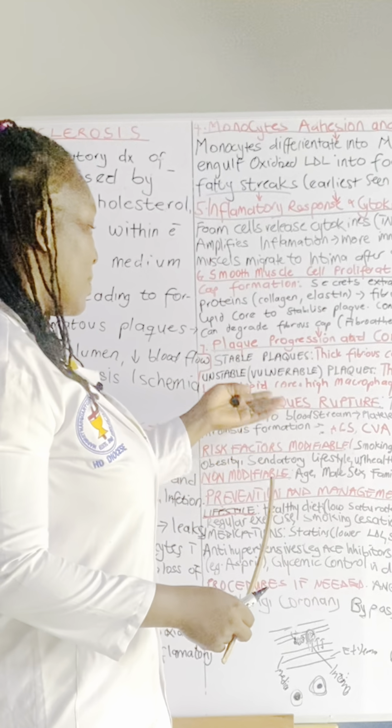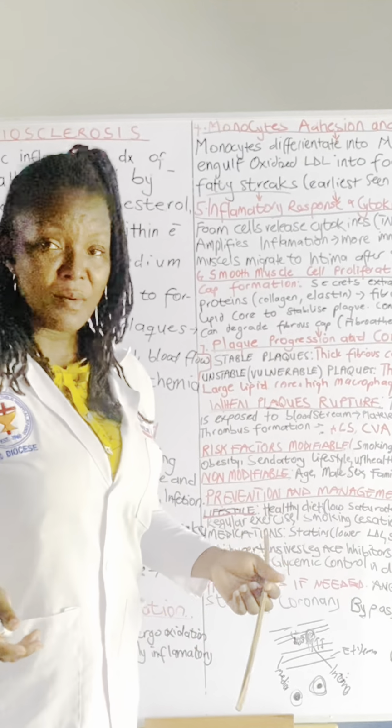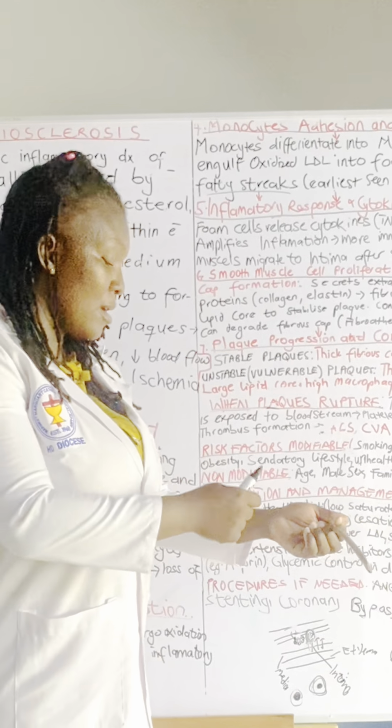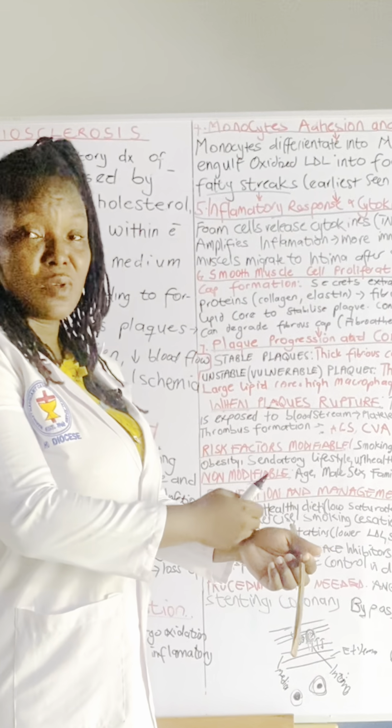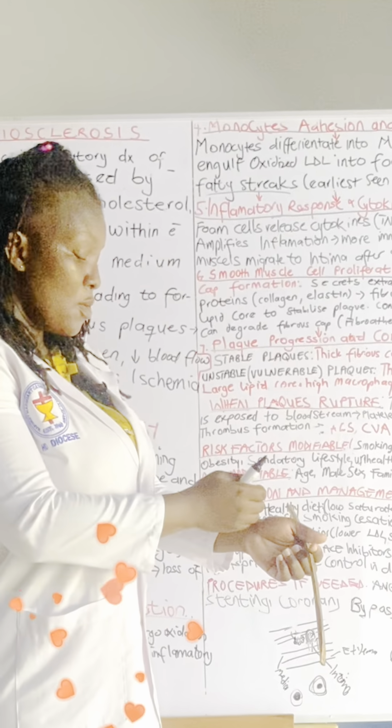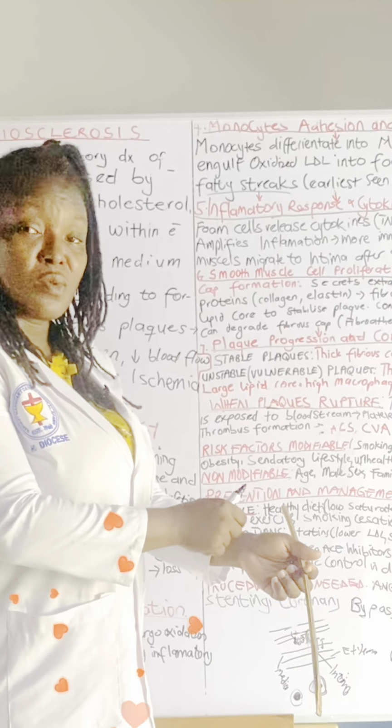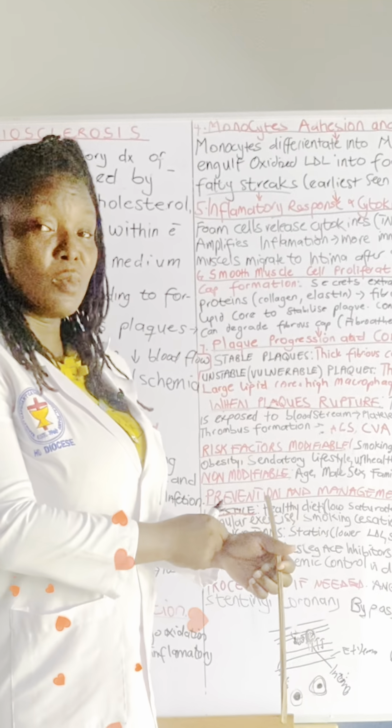But what happens when a plaque ruptures? When a plaque ruptures, it's like having a growth on your skin and it has been scrubbed off. So wherever it was attached to becomes a wound. There's going to be bleeding.